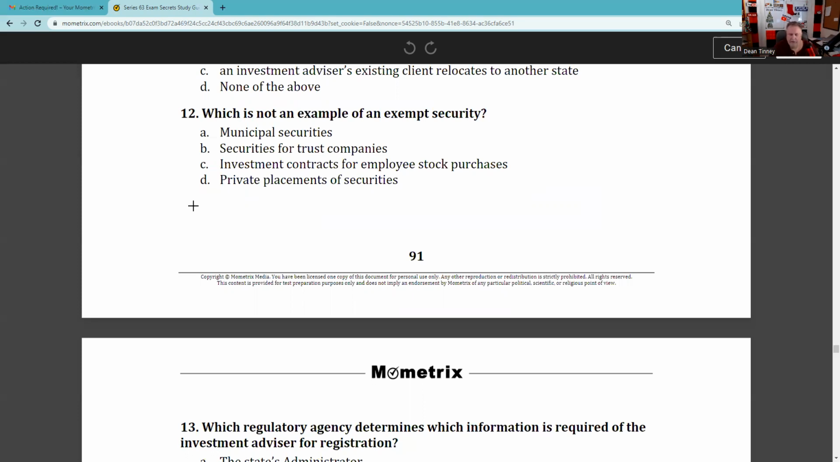Securities for trust companies. That's true, but that's not a big deal. Investment contracts for employee stock purchases. Yep. Private placements. No, private placements aren't an exempt security. Private placements are an exempt transaction. Now, I know that's splitting hairs a little bit, but welcome to your exam.